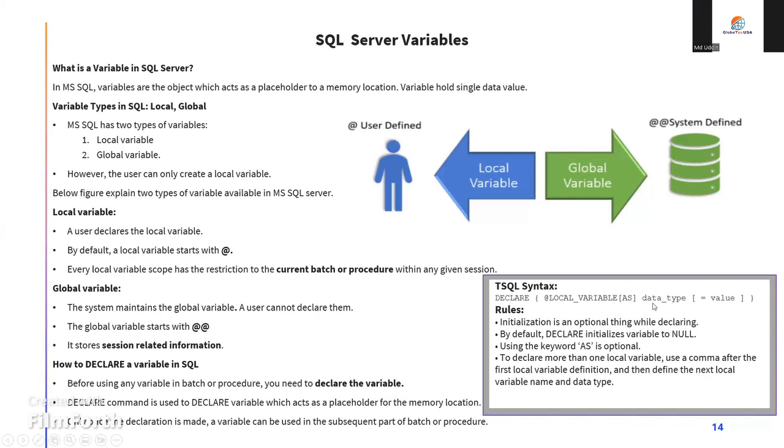But this AS data type is optional. If you want to use it, you can use it. If you don't want to use it, you don't have to. There is a rule and a normal syntax for how you declare your local variable.